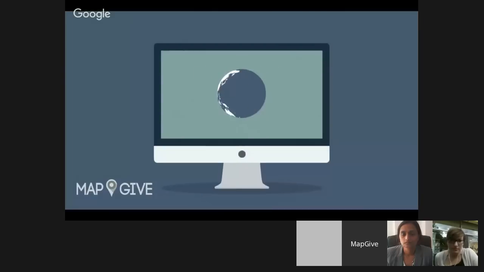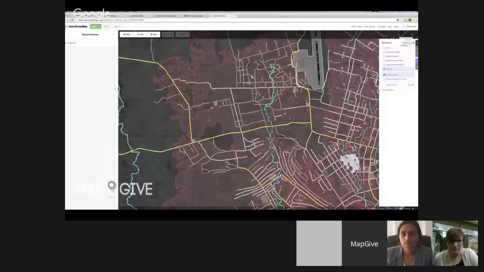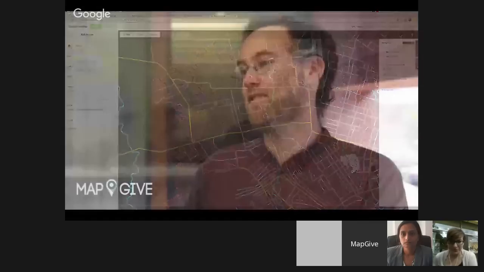Think of OpenStreetMap as Wikipedia for maps. OpenStreetMap is a free and open map of the entire world. It's primarily edited by volunteers. We create everything in the commons. It's completely open, available for anyone to contribute to and anyone to use.